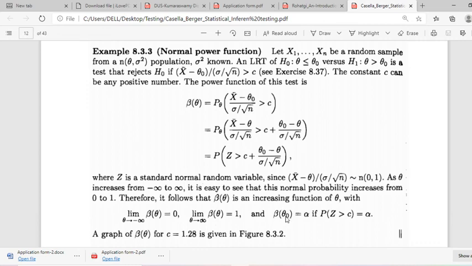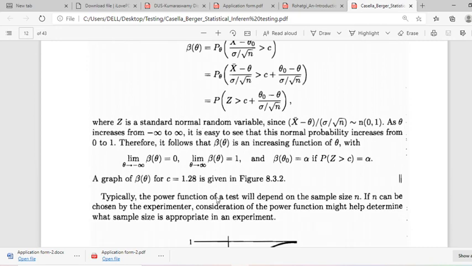So beta of theta naught is equal to the probability of Z greater than c. But we have already assumed that the maximum value of the probability of type 1 error is alpha, which is fixed. So beta of theta naught is alpha, that means the probability of Z greater than c is equal to alpha.